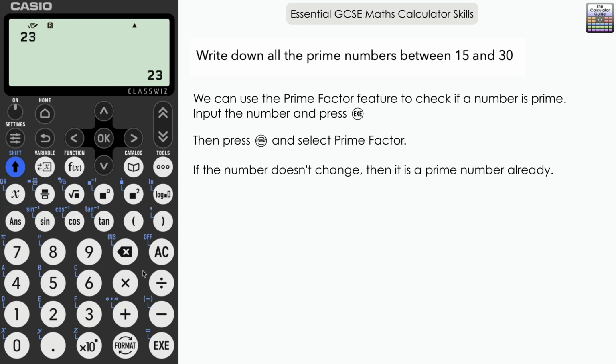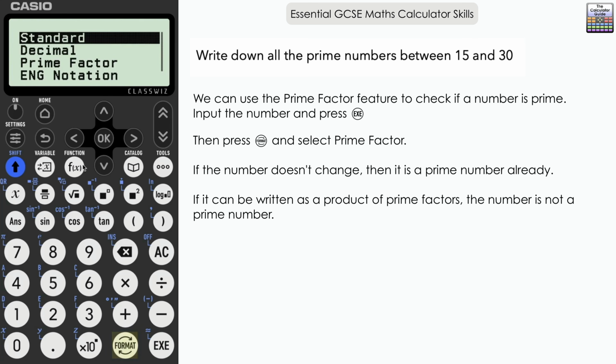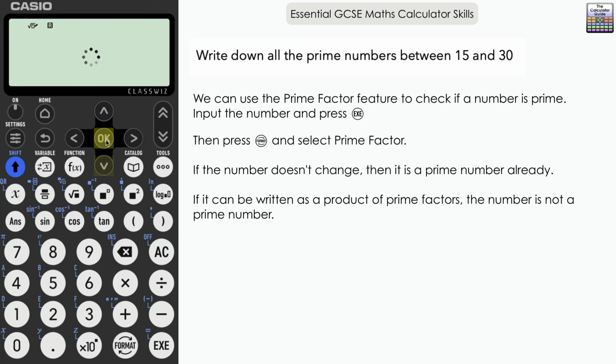Let's try another number between 15 and 30. 27. Execute, Format, and prime factor. Well, that can be expressed as 3 cubed there. So we know then that 27 is not prime. We can use the prime factor feature to verify if a number is prime if we're not too sure.